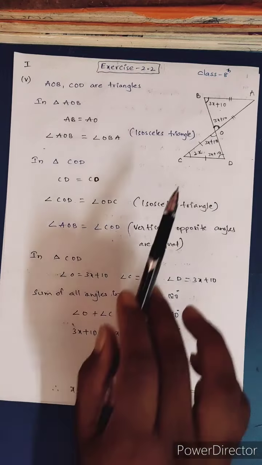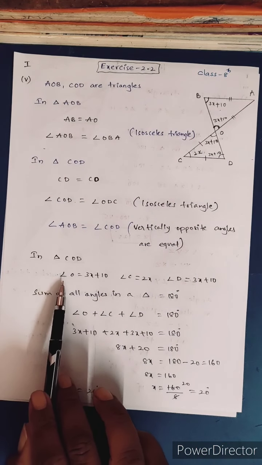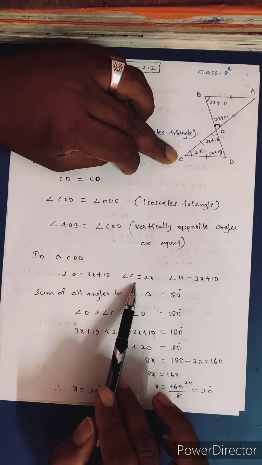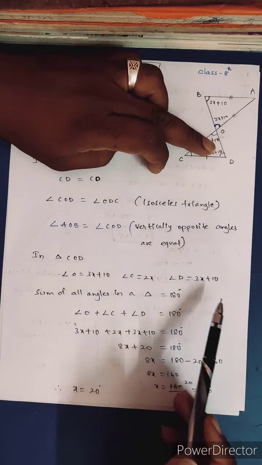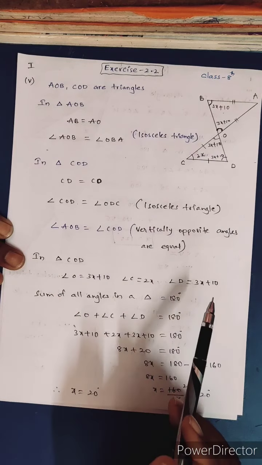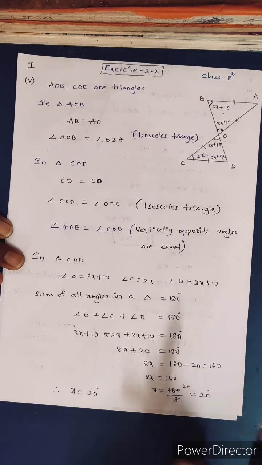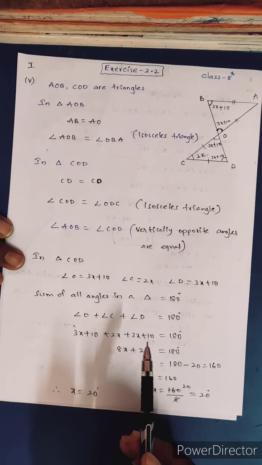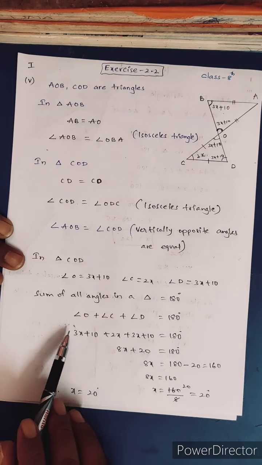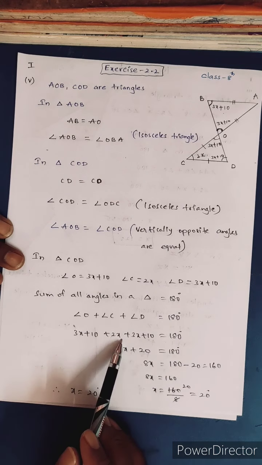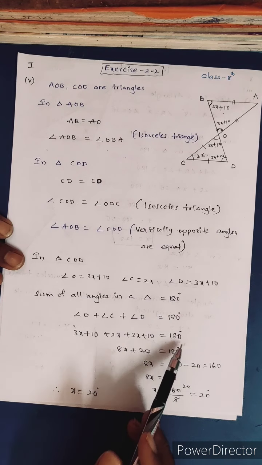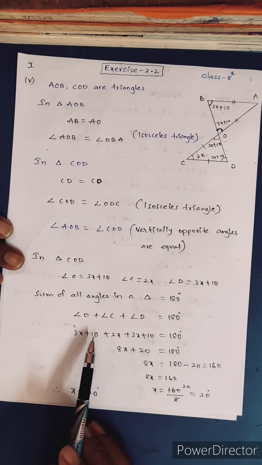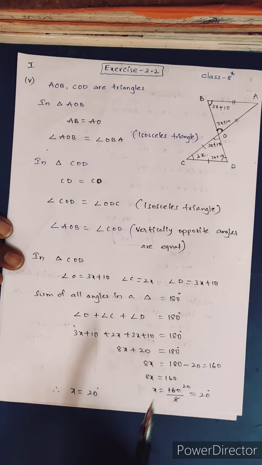Now in the down triangle COD, angle O we got, angle C is also given in the problem as 2x, angle D is 3x plus 10. Now we have three angles, right? The sum of all angles in a triangle is equal to 180 degrees. Angle O plus angle C plus angle D is equal to 180 degrees. 3x plus 10 plus 2x plus 3x plus 10 is equal to 180 degrees. 3x plus 2x is 5x, plus 3x is 8x, 10 plus 10 is 20, equal to 180.